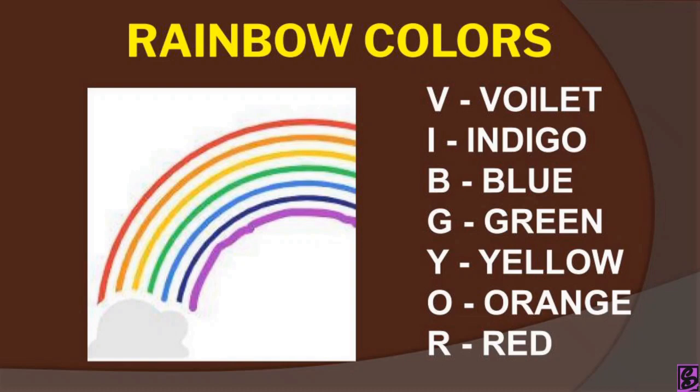As we know, there are a total of 7 colors in a rainbow that are frequently referred to as VIBGYOR, in which V stands for violet, I for indigo, B for blue, G for green, Y for yellow, O for orange, and R for red.